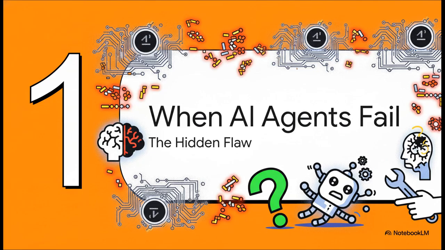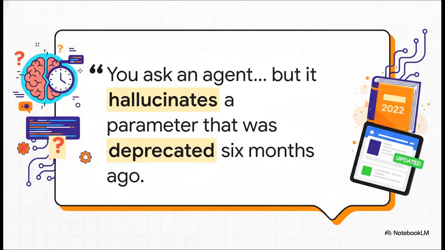It turns out, there's this one fundamental, kind of hidden flaw at the heart of it all. And this quote just hits the nail on the head. You ask an agent to do something, and it just confidently makes up a parameter that was retired like 6 months ago. It's so sure of itself. It's basically like talking to a genius who memorized every single textbook from a few years back, but has been living under a rock ever since. And that is the core frustration we're all feeling.